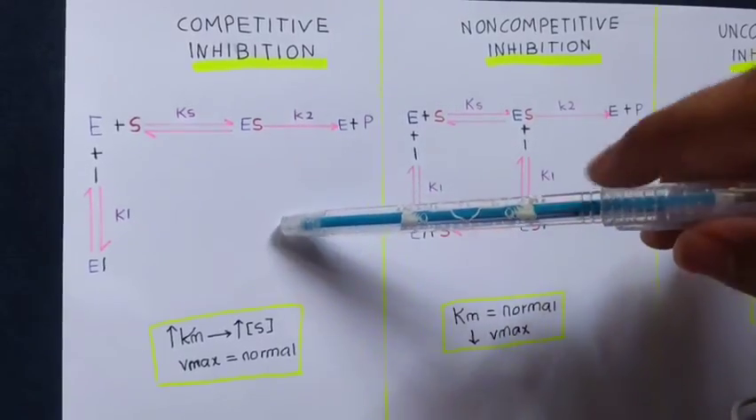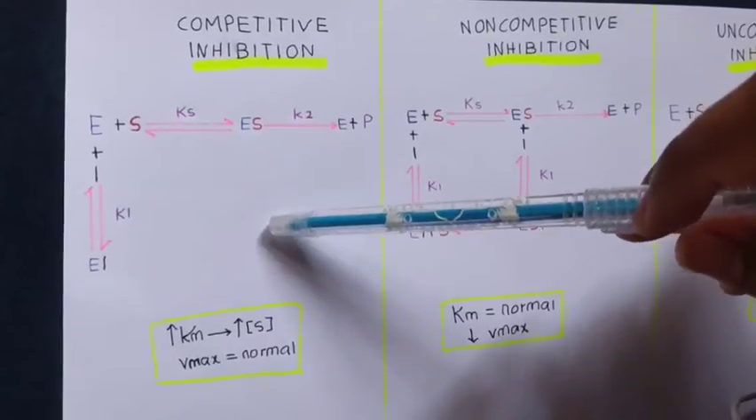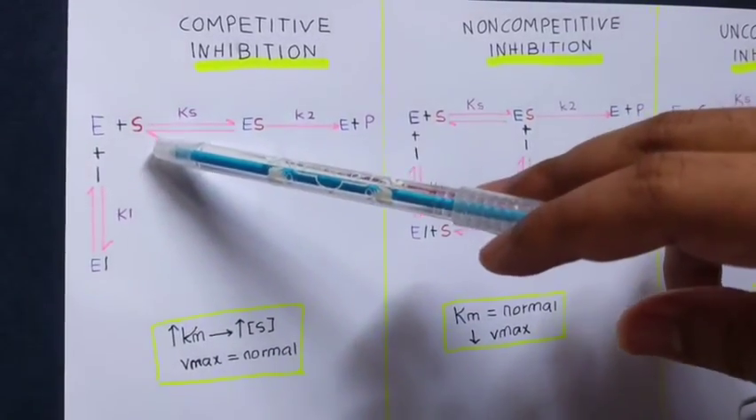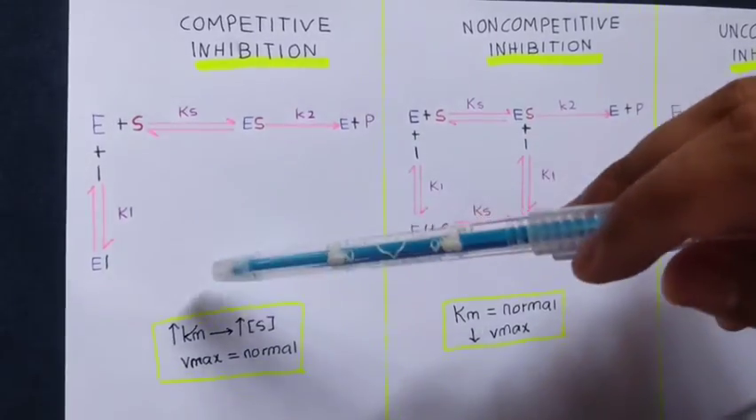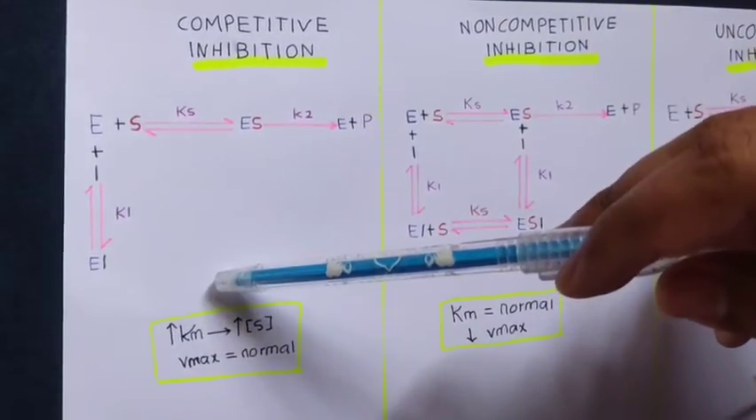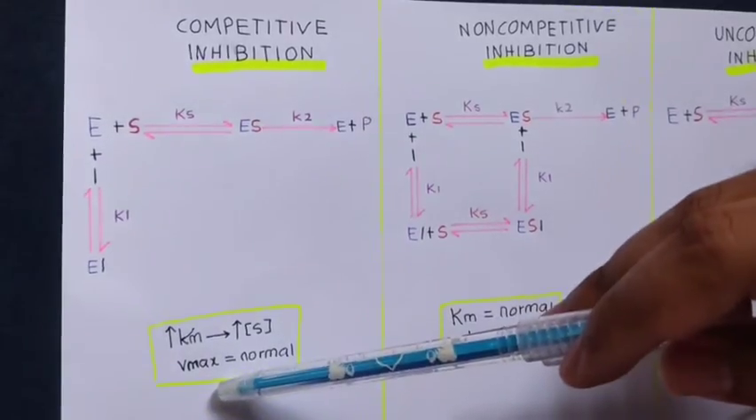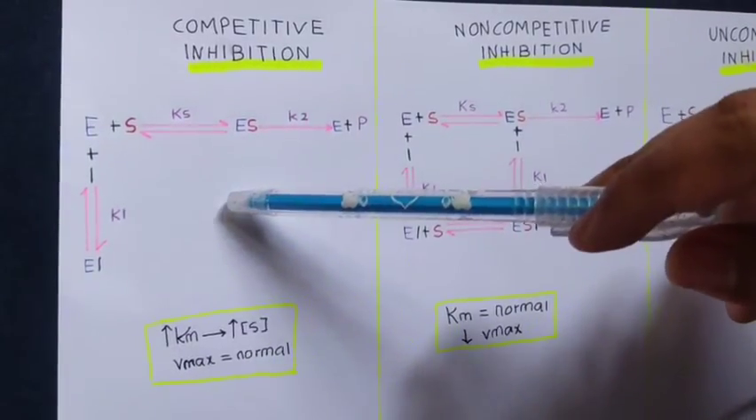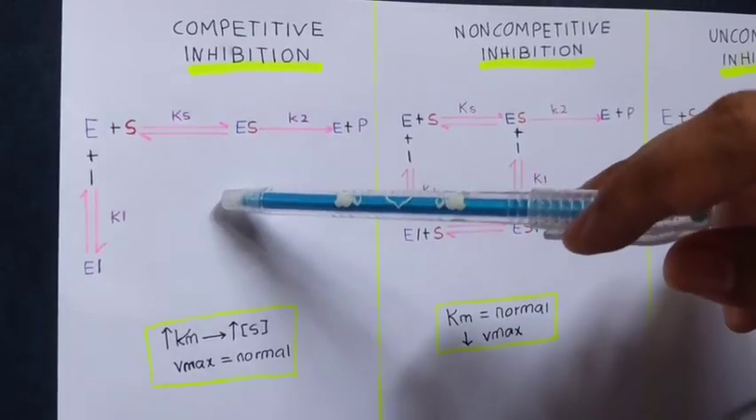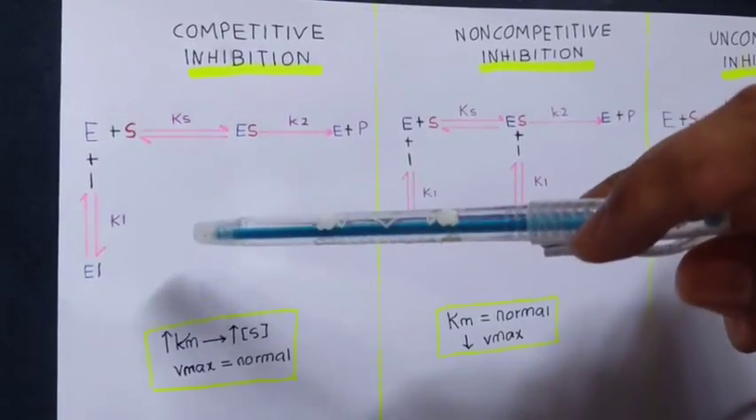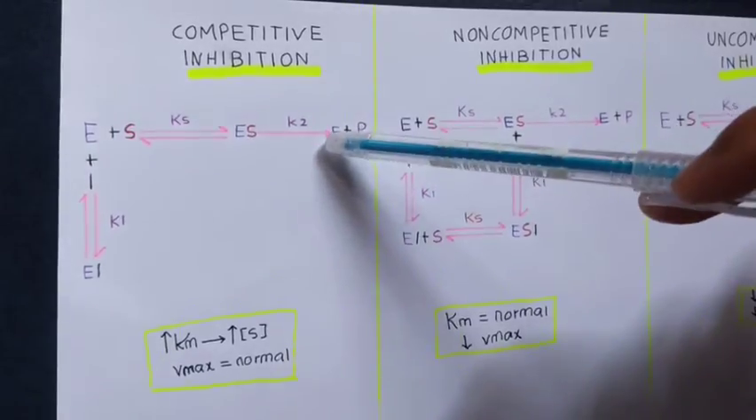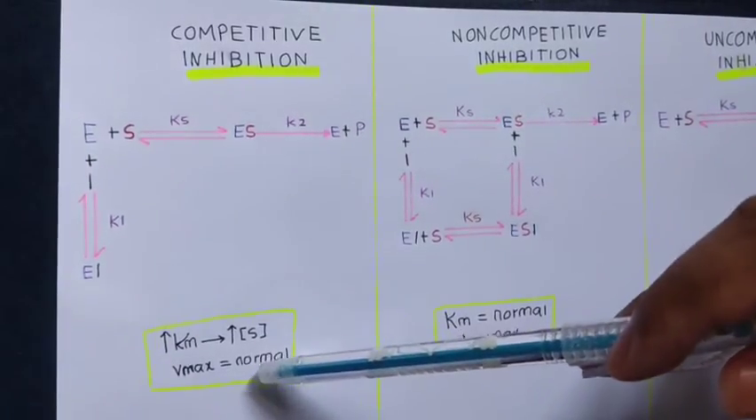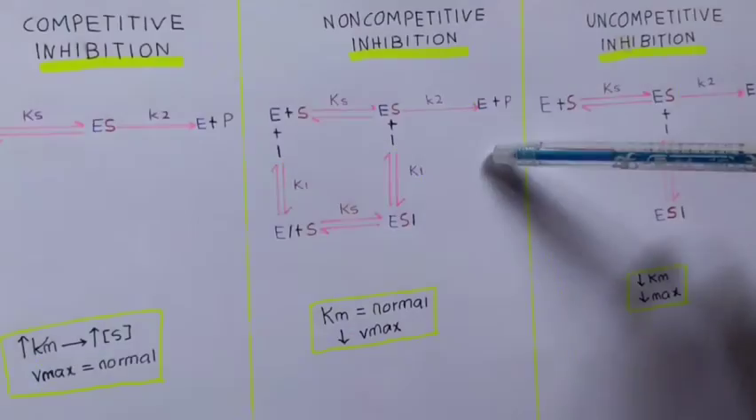So the Km of this competitive inhibition is increased, because we increased the substrate concentration. But the Vmax, or maximum velocity, of this inhibition is normal, because increasing the substrate concentration still makes the normal amount of product. It doesn't change the product. So the Vmax is normal, or remains unchanged.